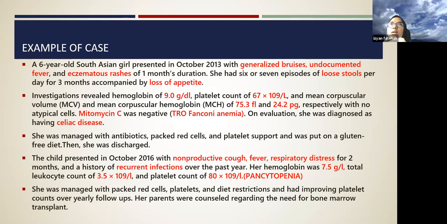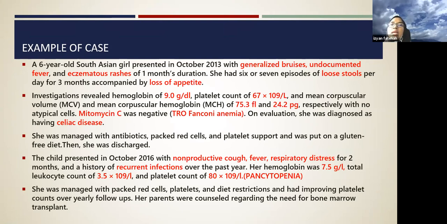So this is an example of a case that I found on a website. Actually, this case is aplastic anemia associated with celiac disease, because they found that autoimmunity is similarly involved in the mechanism of both diseases.